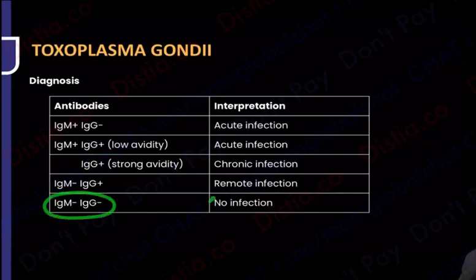Whereas when nothing is there, then no infection, there is no doubt about it. So simple. When IgM is there, it is acute infection. Even if IgM and IgG are of low avidity, then also acute. Chronic only when that IgG becomes a very, very strong avidity infection.